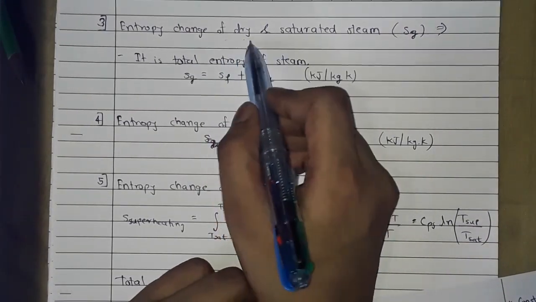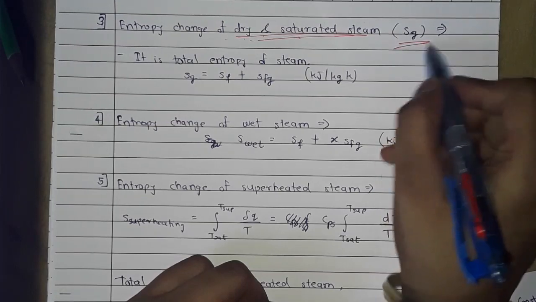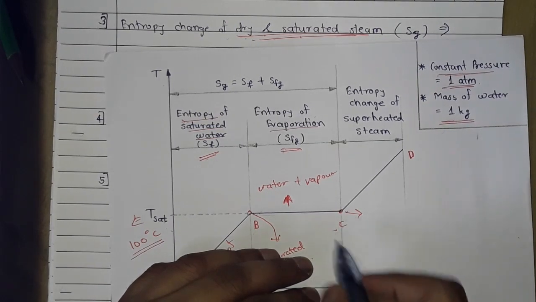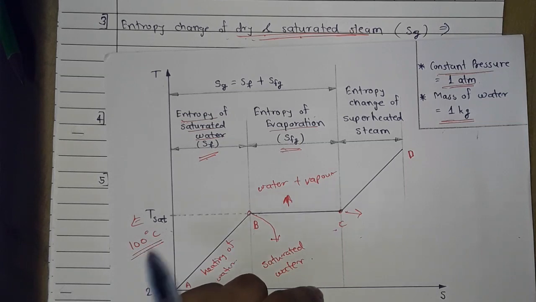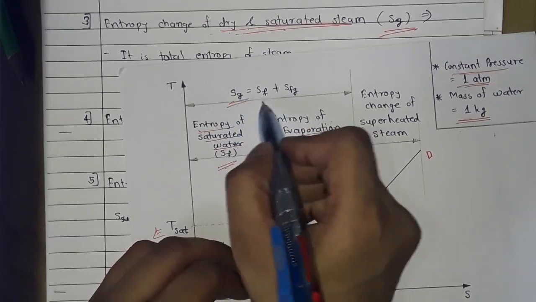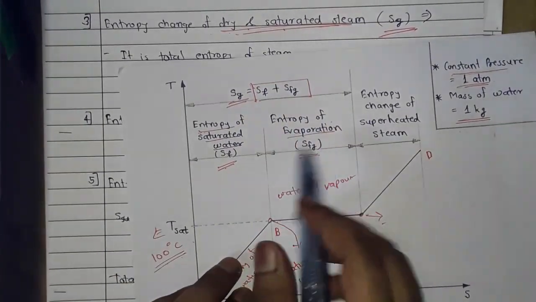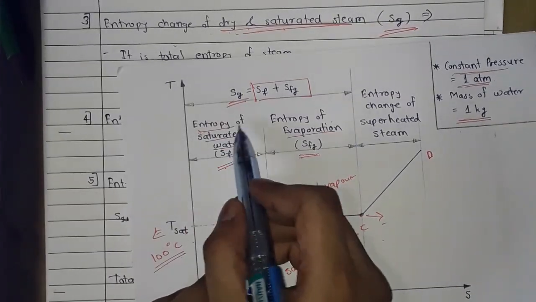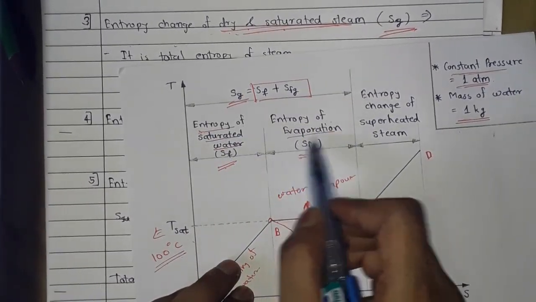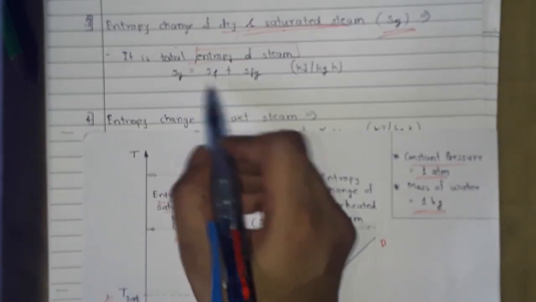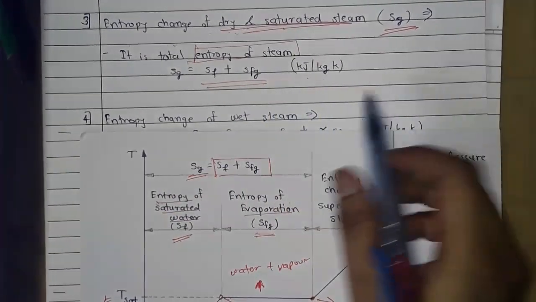Now friends, entropy change of dry and saturated steam, and it is denoted by SG. Here friends, in this dry and saturated steam, that is the steam which we get here at point C after complete conversion of the water into vapor. And here friends, we can see SG is equal to SF plus SFG. That is friends, entropy change of dry and saturated steam is the summation of the entropy of saturated water and entropy of evaporation. Here friends, it is the total entropy of steam, SG is equal to SF plus SFG. Its unit is kilojoule per kg Kelvin.